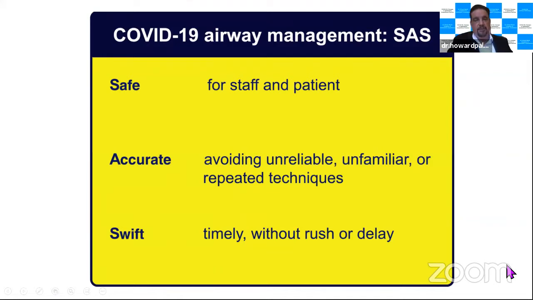The journal Anesthesia recently published a mnemonic for the management of airways in COVID patients or potential COVID patients, and I think it's a very good mnemonic to remember. They use SAS. Be safe: make sure that the environment is safe for your staff and the patient. Be accurate: in other words, don't use unreliable techniques for intubation, and don't attempt new techniques. Do things that work well and things you're familiar with. And be swift: intubate and extubate your patients in an expeditious manner without rush and bother. And if it is a difficult airway, leave those periods of the perioperative management to senior anesthesia personnel. Next slide.